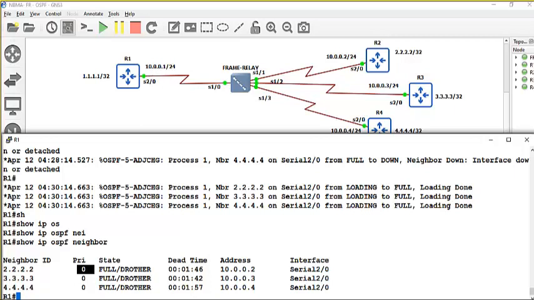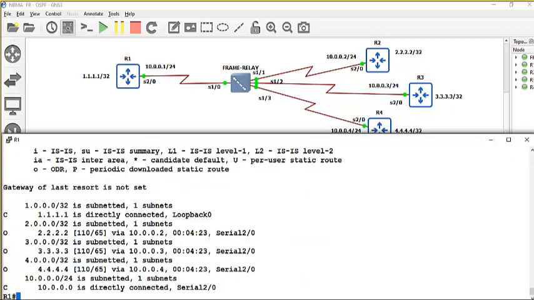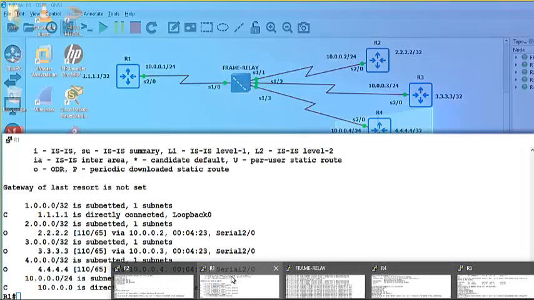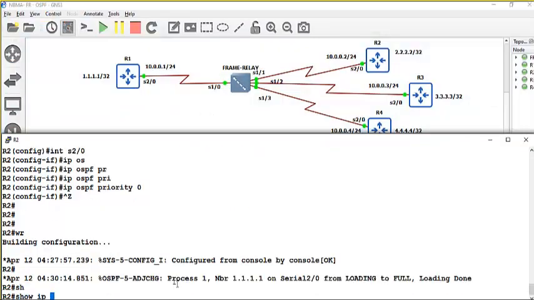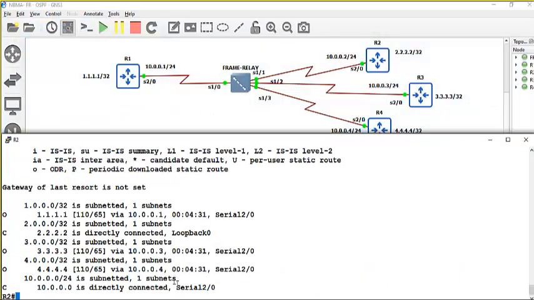If that R1 goes down, there is no need for BDR or DR. So we don't want BDR. Now if you see the route, show IP route, you have the routes. And if you go to router 2 and check the routing table, show IP route, you have route to reach 4.4.4.4, 3.3.3.3, as well as 1.1.1.1. Is this clear? The first mode, non-broadcast, is it clear? Yes, sir. Okay.